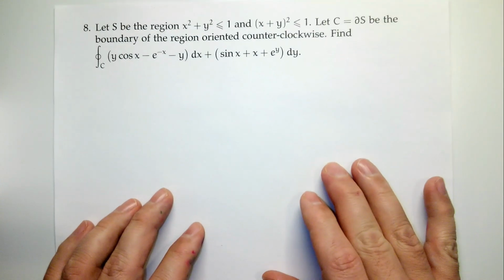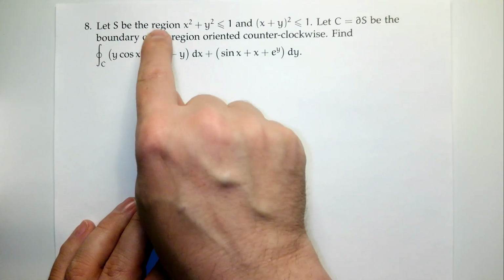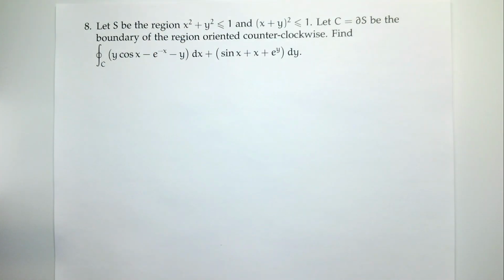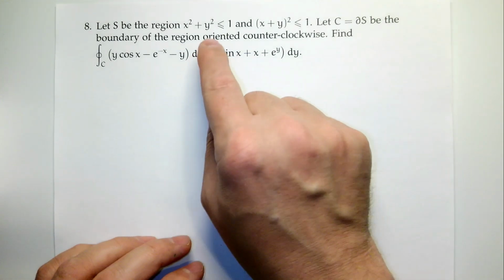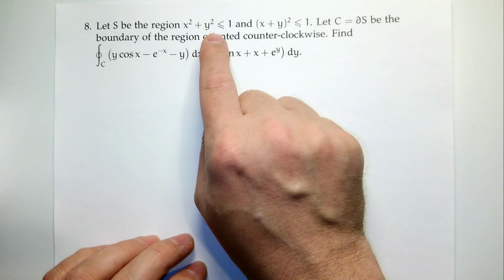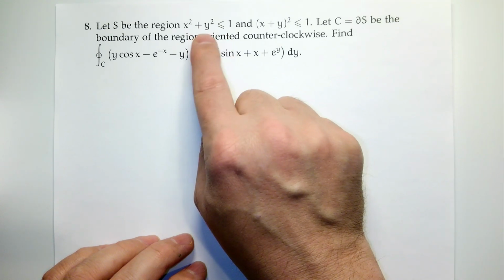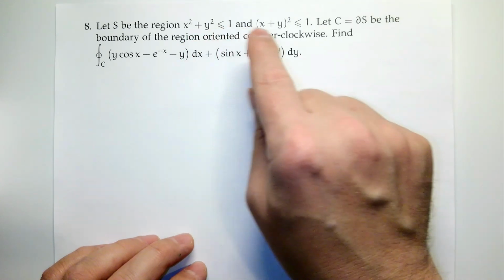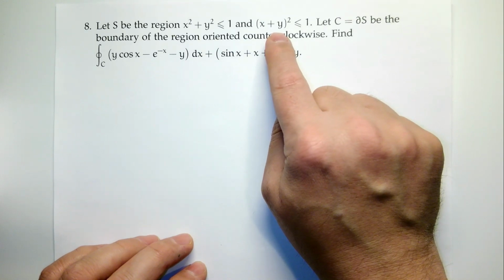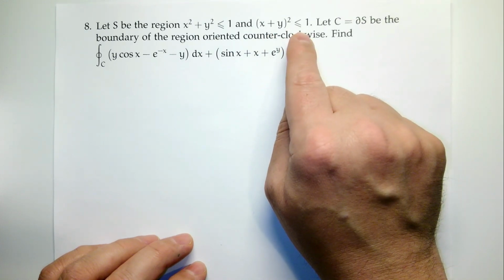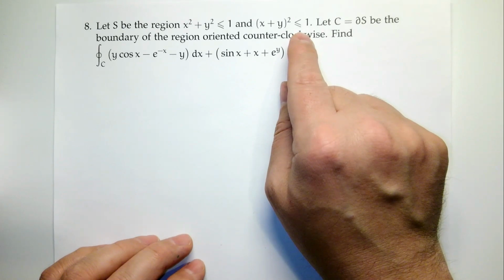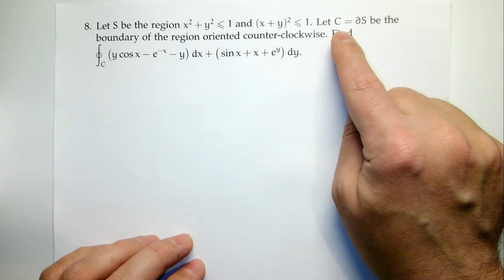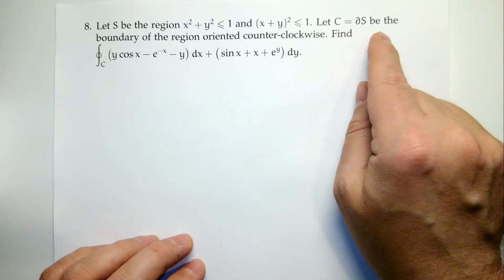All right, number 8. Okay, ooh, this is already more interesting because we see the word region. That means it's a two-dimensional type thing. So what is it? S is the region x squared plus y squared is less than or equal to 1. So that says something about a unit circle. We're inside a unit circle. And (x plus y) squared is less than or equal to 1. I don't know that one. Okay, but we'll get to it. We'll figure it out. Let C equal the boundary of S.